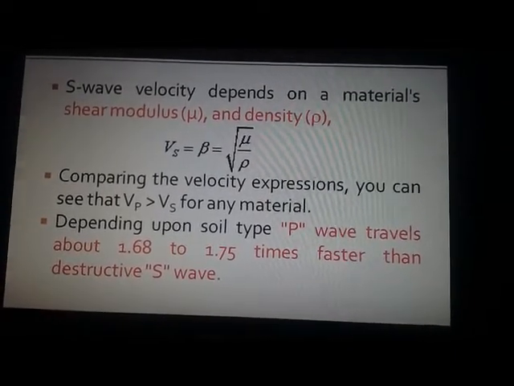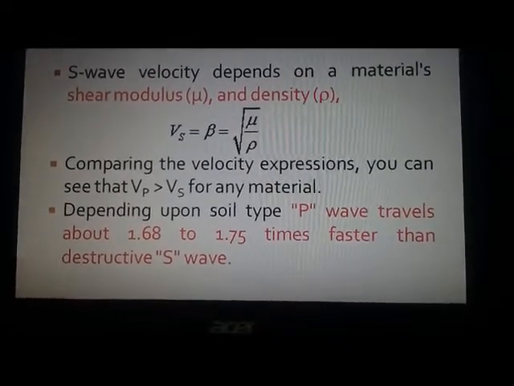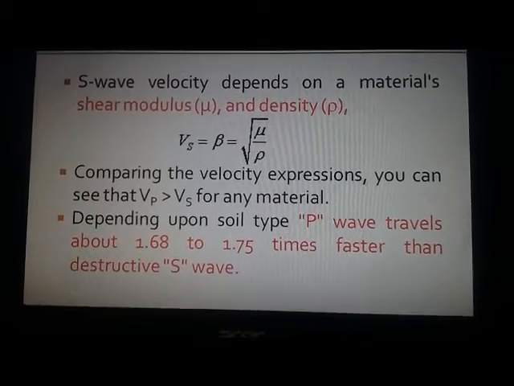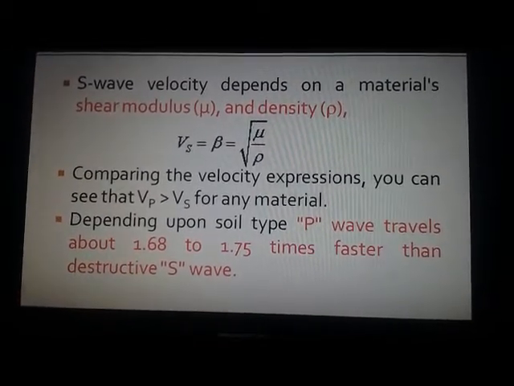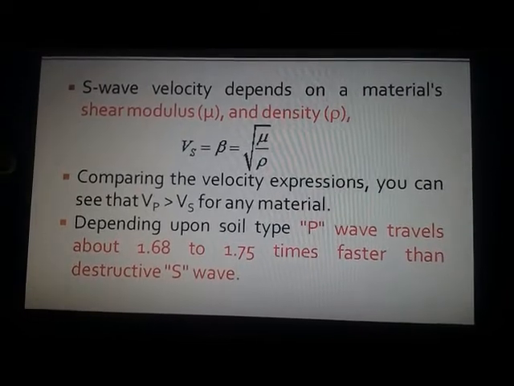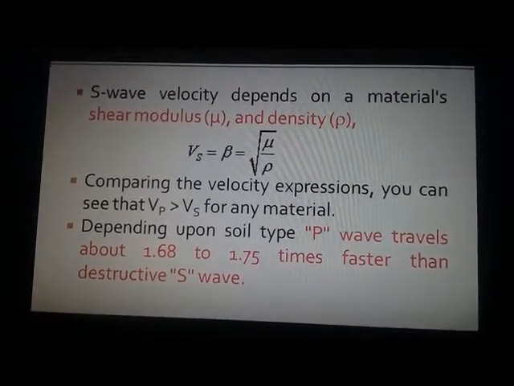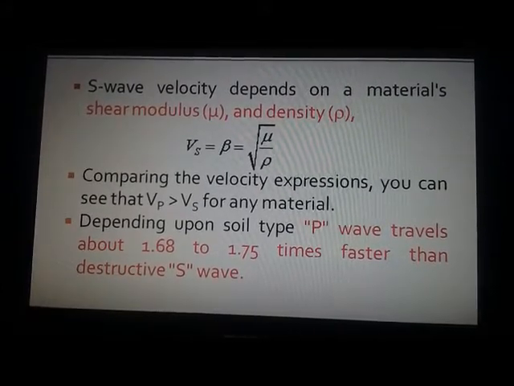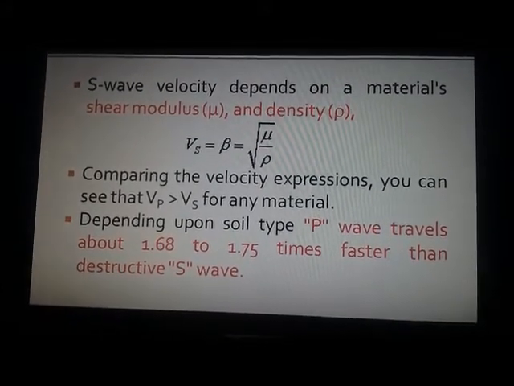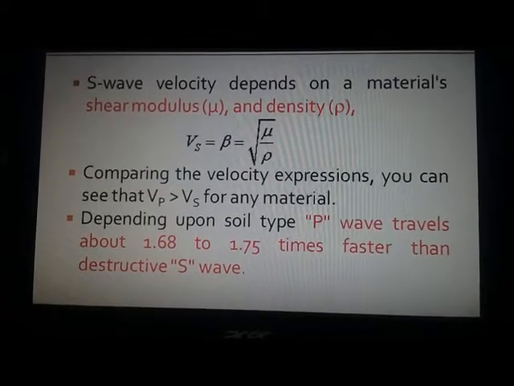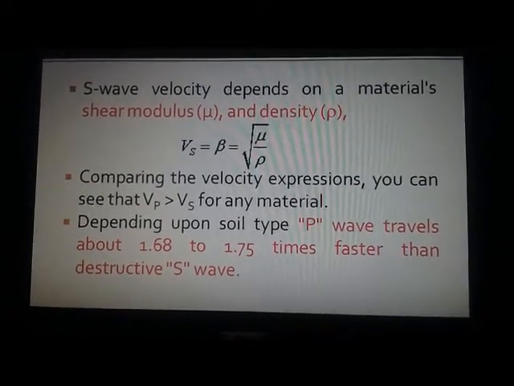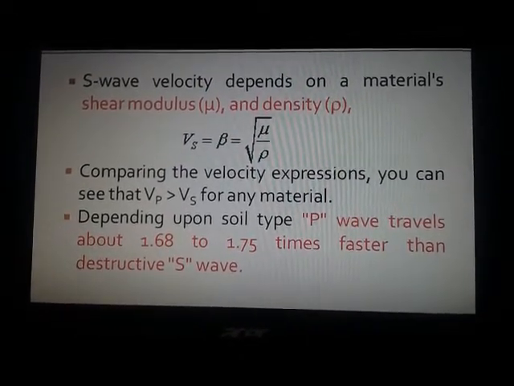Here, mathematically, you can understand that in the case of the P wave the velocity is root of (k plus mu) by rho. So in the numerator there is an extra variable, but in the S wave case one variable is less. That is why the S wave travels slower, according to the mathematical expression. But the actual reason is that the P wave travels parallel to the direction of propagation, and the S wave travels perpendicular to the direction of propagation, so the S wave is always slower.